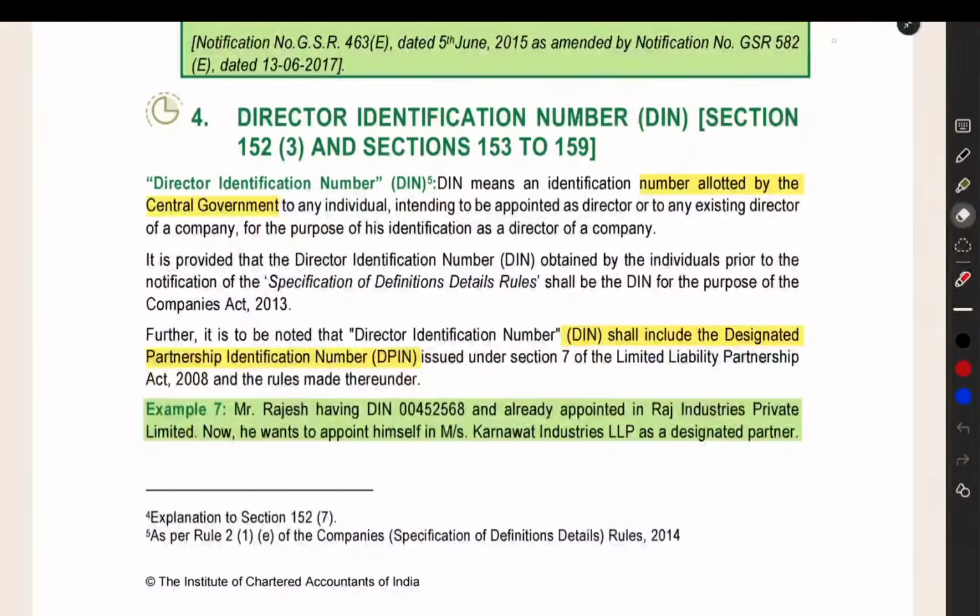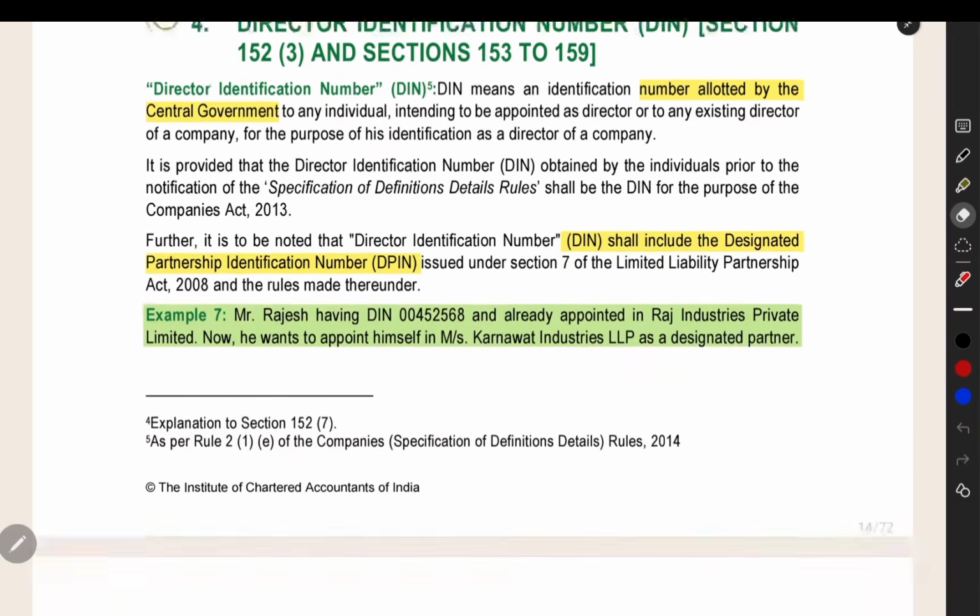Next is the provision relating to the director identification number. As we saw already, we need to have a director identification number for every person who is going to be appointed as a director. We should make an application to the central government, and then we should obtain the DIN. DIN includes the DPIN also, designated partner identification number for LLP. That will also be included under DIN.